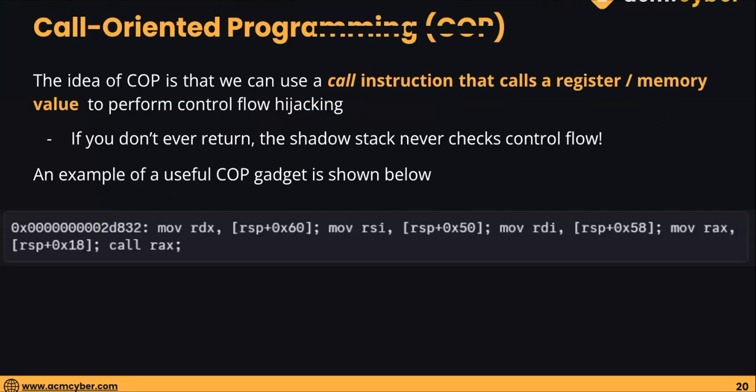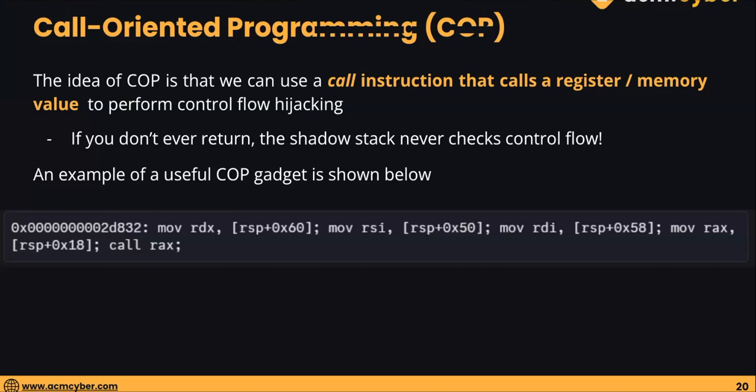I'll start with call-oriented programming. The entire point of these ROP gadgets is to redirect control flow to where you want it to go. Other instructions for redirecting control flow include call as well as jump. For example, over here, we see an indirect call instruction. It calls an address that's stored in a register. If we are able to control what gets put in that register, then we are able to control where the program goes.